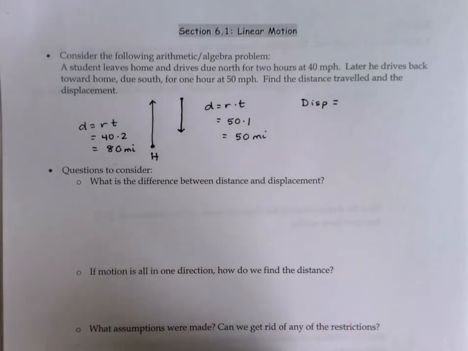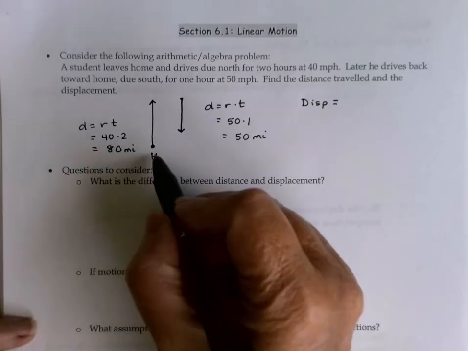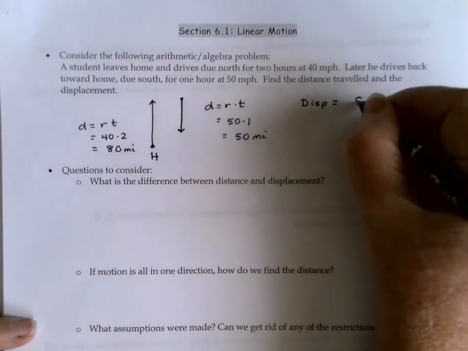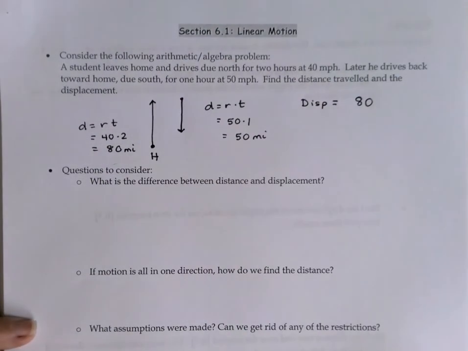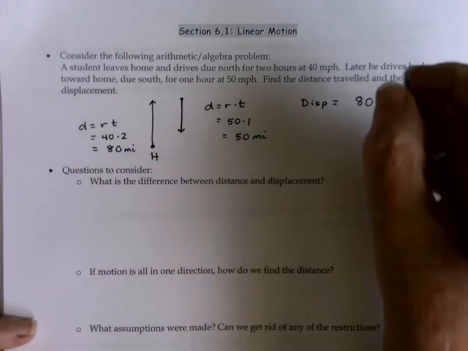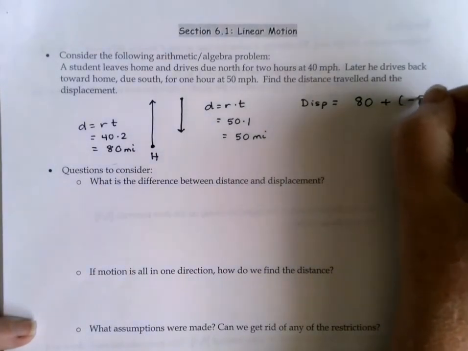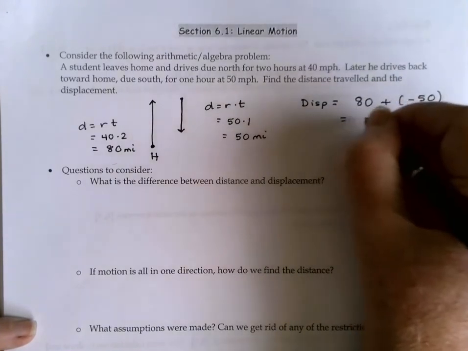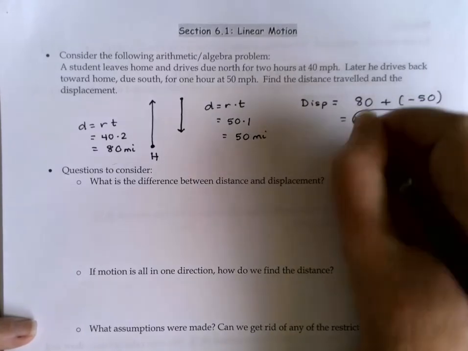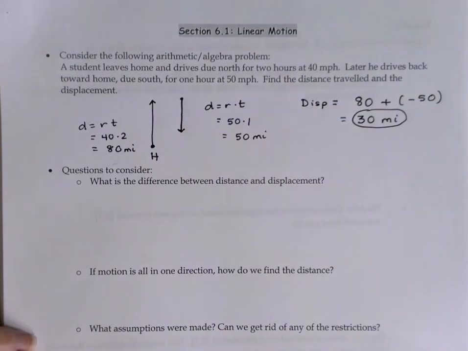When we do this, we think of our distance as what we might call a directed distance. If we consider our northward direction to be positive, we'd consider a displacement of 80 in the positive direction. And if we consider the southward direction to be negative, we would think of that as 50 miles in the negative direction, showing us that we end up 30 miles from home, or 30 miles from where we started. That would be the displacement.